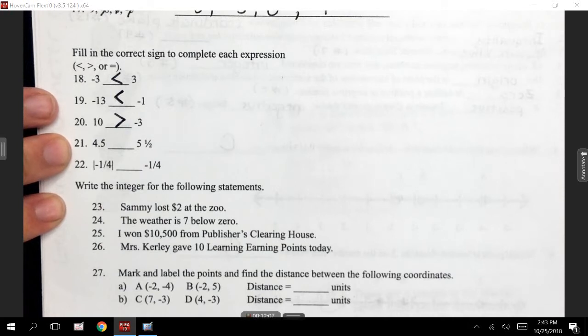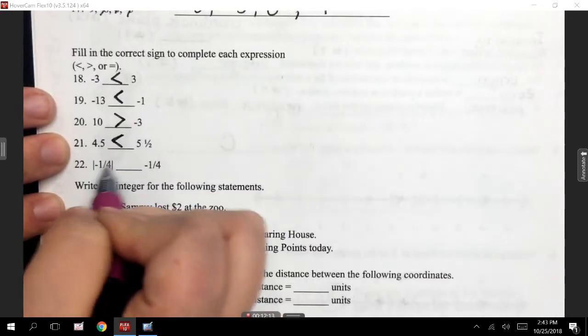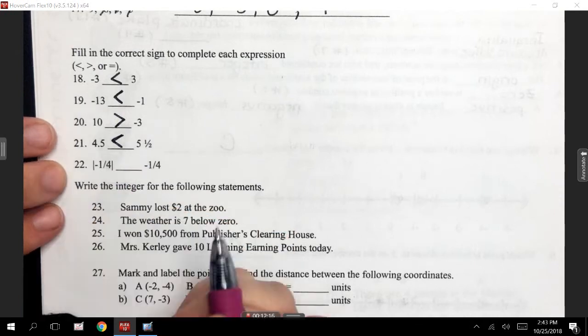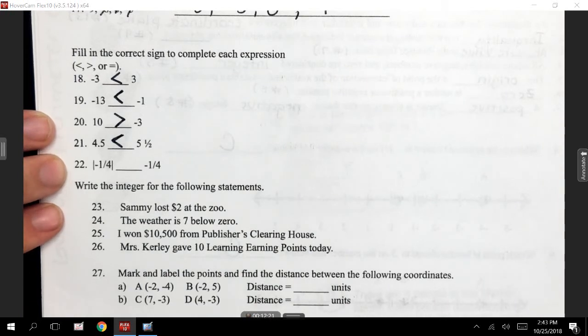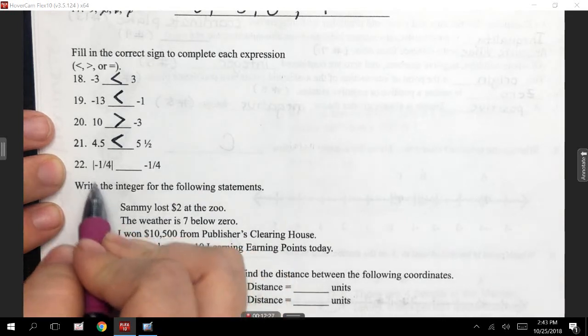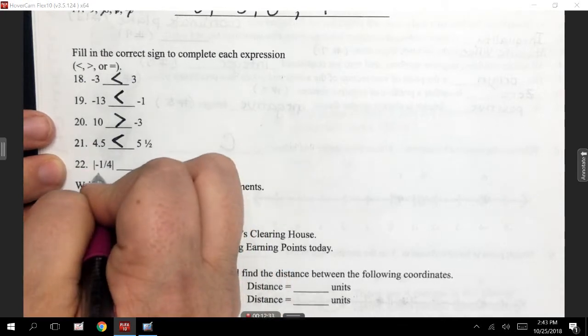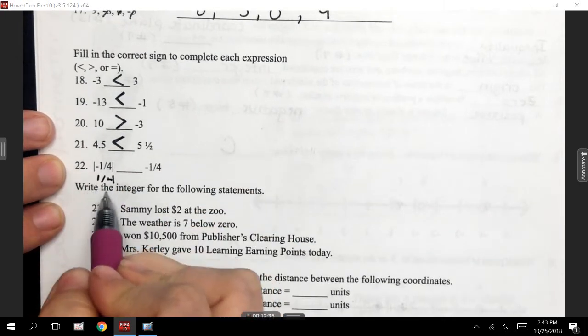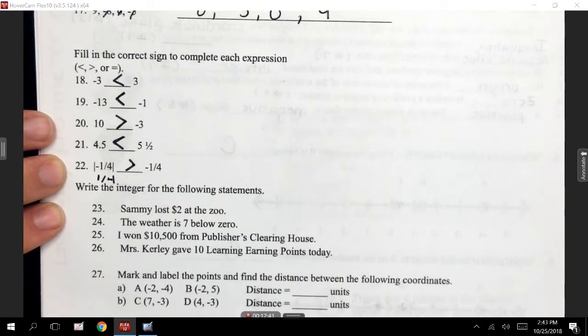4.5 compared to 5.5. 4 is a less than whole number, so 4.5 is also less than 5.5. Okay. 22, this is the tricky one that's gotten some people. It says a -1/4 and a -1/4. I've seen a lot of people put equal to here. But remember, this is in the bars. So this is saying the absolute value, and the absolute value is actually going to make that a positive. So now that that's a positive, it is greater than the -1/4. Please double check your 22. Make sure that we got a greater than symbol there.